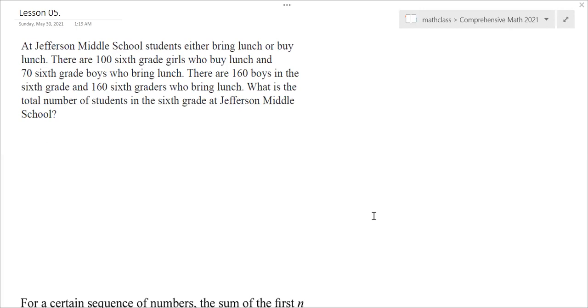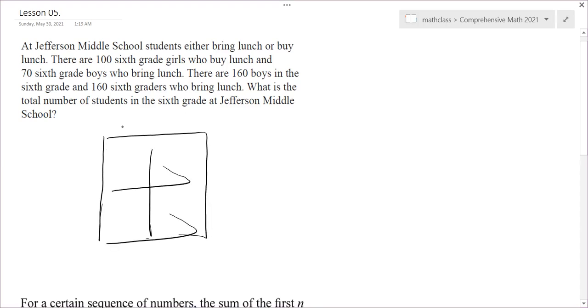So this is one of the exercises. I know you did it. Some of you were confused. To do this type of problem, you should draw a table. That's usually what I do, draw a table. This side is for the girls, this side for the boys, and here they bring lunch, and this is buy lunch. Then you figure out all the numbers.